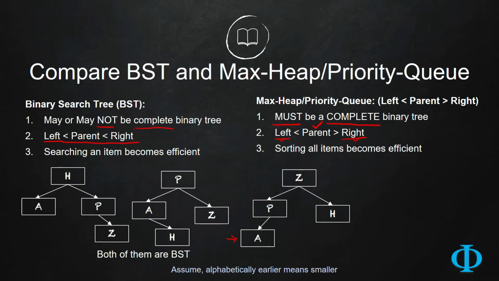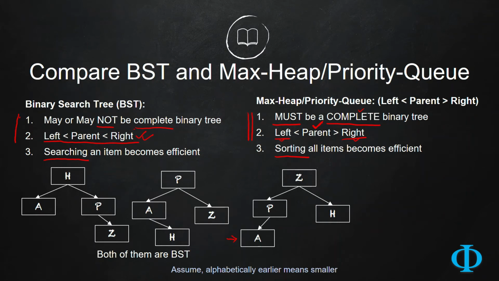Now, what is the motivation of constructing a MaxHeap or a priority queue data structure? As I have told earlier, all the data structures have been proposed in order to make some kind of computational job efficient. You already have learned that a binary search tree, with this property of left less than parent less than right, can make the search of an item in a group of items efficient. On the other hand, the properties of a MaxHeap, that is its completeness and parent must be greater than left and right both, these two properties make the sorting of all the items in a group of items very efficient.